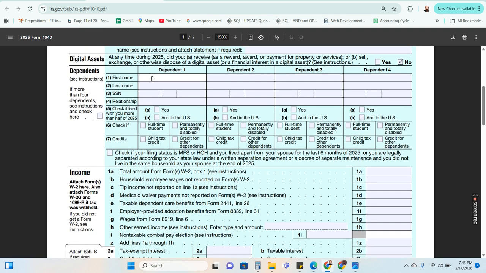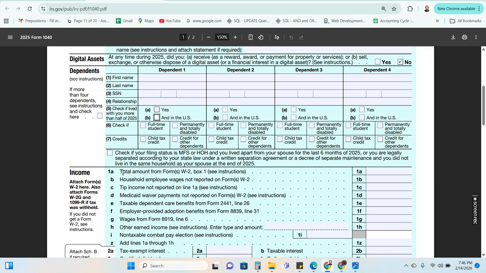If you have a dependent, you will write their first name, last name, SSN, relationship, dependent one, understand? Check if they live with you more than half of 2025, yes, and in the US, understand? So you will check this. Check if full-time student, permanently and totally disabled, child tax credit for other dependents, understand? So you have different options.